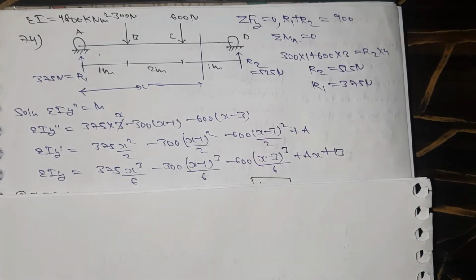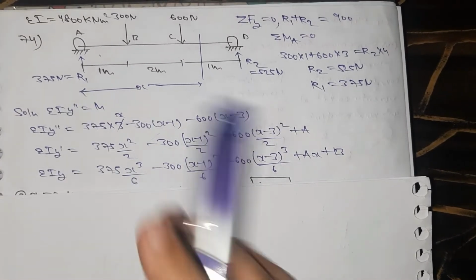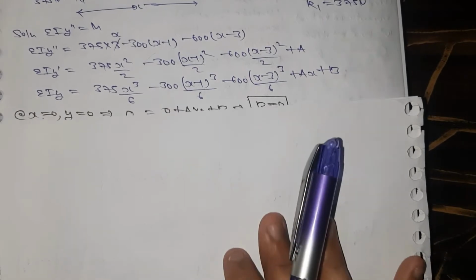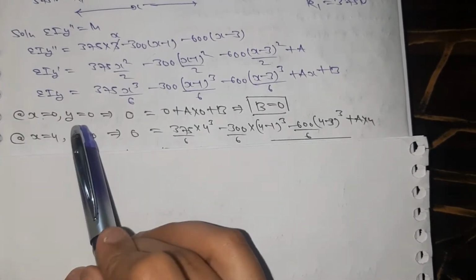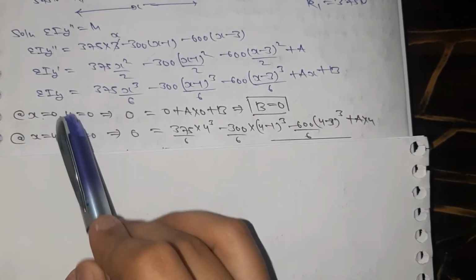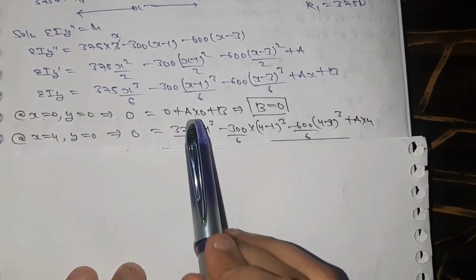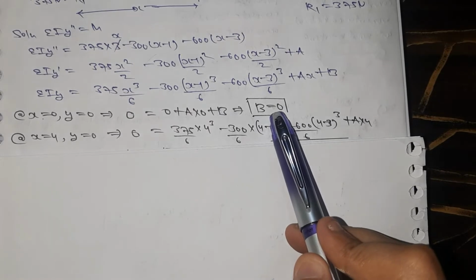Okay, hope you are clear with these two boundary equations that I'm going to use. Definitely guys, I have two unknown values, so I need two boundary conditions that I already know. At x equal to 0, deflection y equals 0. If I use this boundary condition in this equation, you will get b equals 0. So the first unknown quantity we already know.